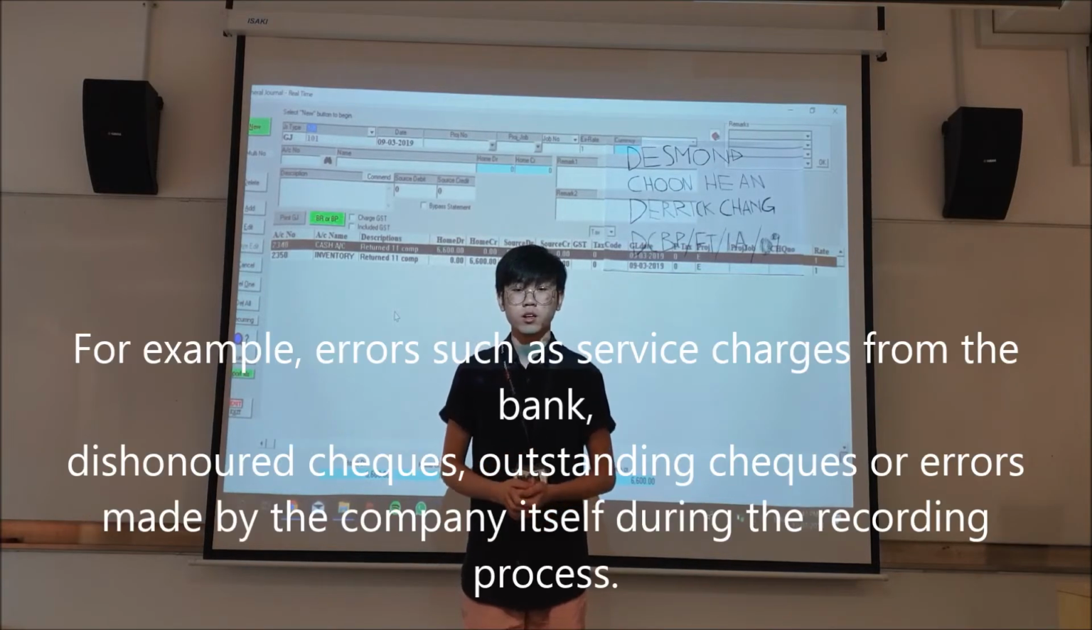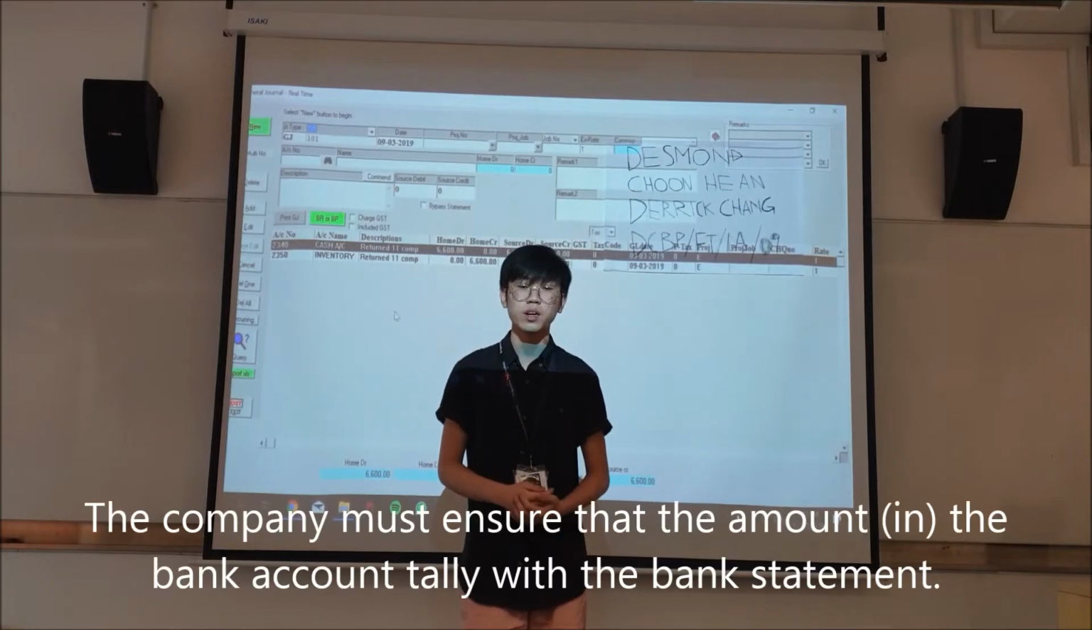For example, such errors such as service charges from the bank, dishonored checks, outstanding checks, or errors made by the company itself during the recording process. The company must ensure that the amount of the bank accounts tally with the bank statement.